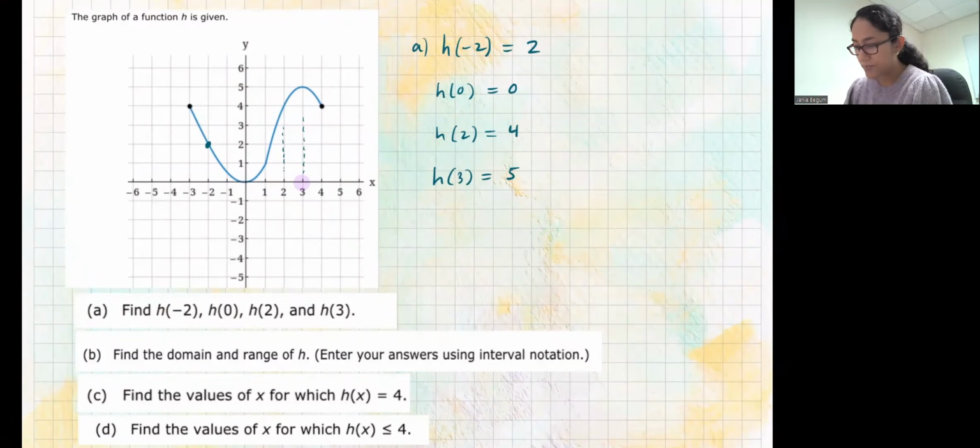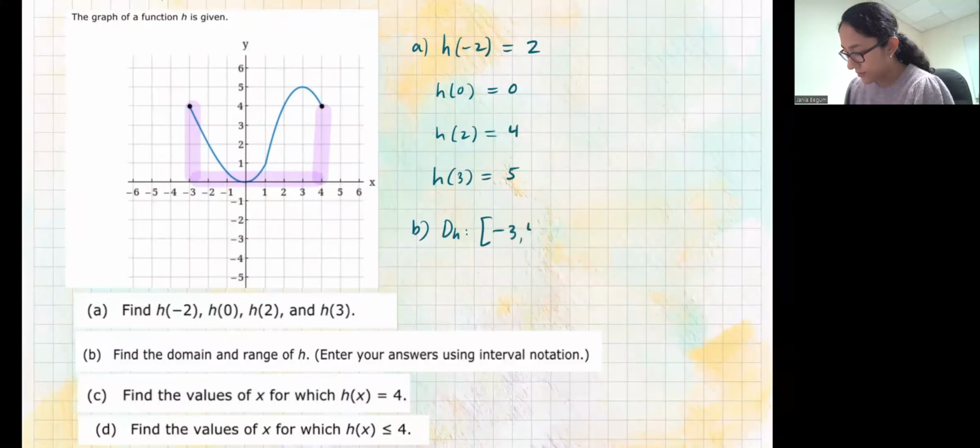Now for part B, we want to find the domain and range of this particular graph. For the domain, we're going to look along the x-axis and see where the graph exists. So let's clear this up. The graph exists right here, from -3 all the way up to right here. That'll be 4. So for part B, our domain of h is going to be -3 all the way to 4, including both.